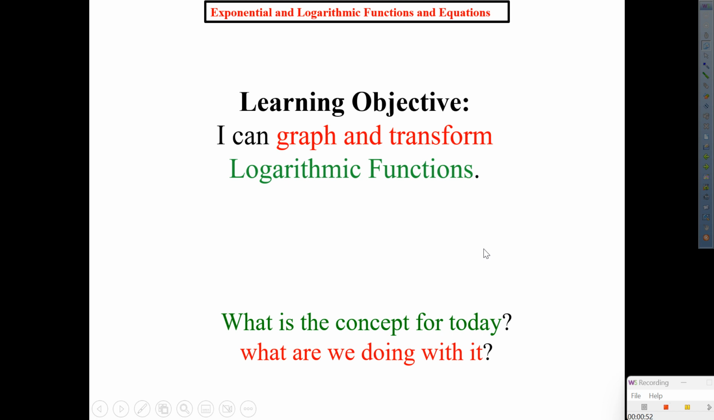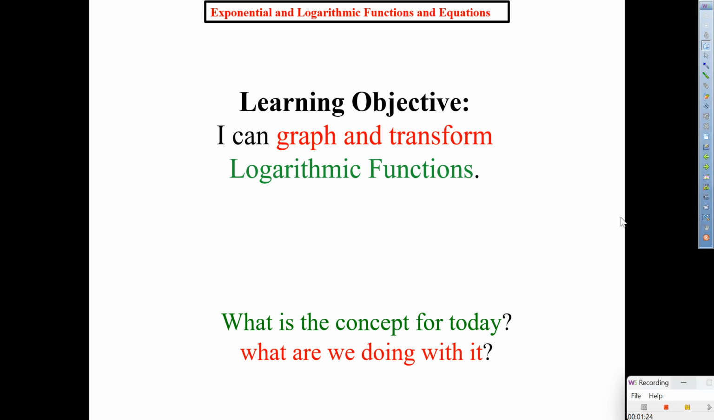So our objective for today: I can graph and transform logarithmic functions. Copy the objective, get a Cornell note. I'll give you a little bit of time.